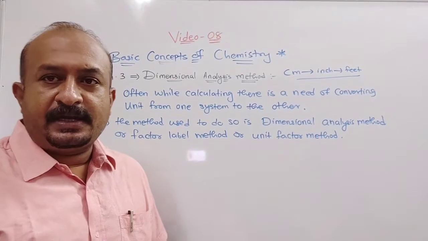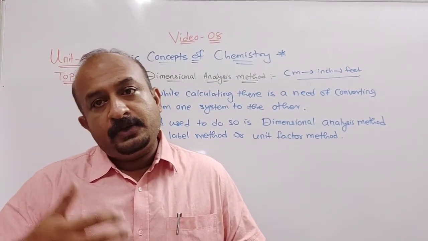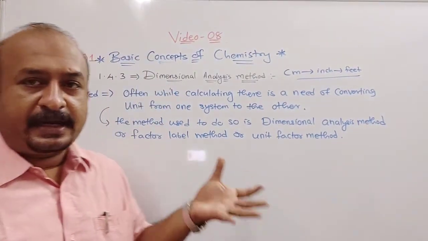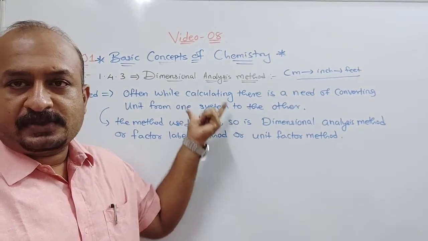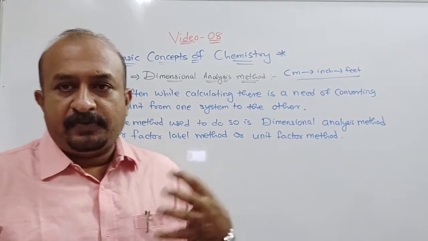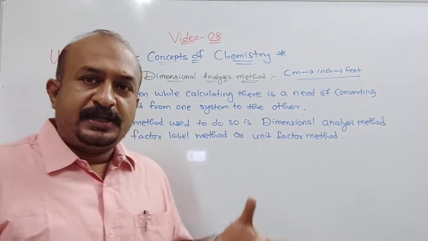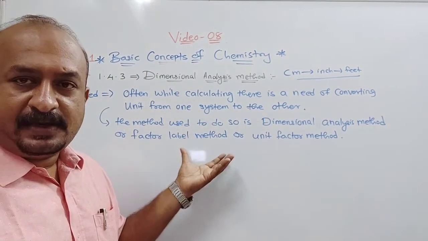Understood? So, what is the dimensional analysis method? It is just for converting units from one system to the other system. You can write down this need of converting. This was being left out when we discussed certain topics like significant figures. So that's why we are going to discuss this method today, with examples.